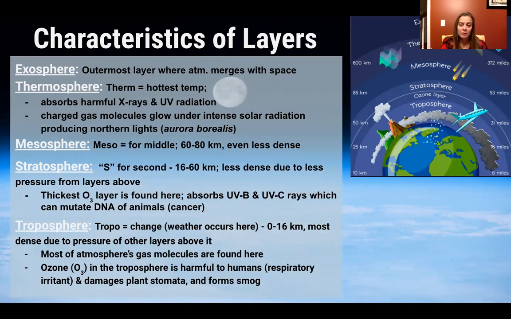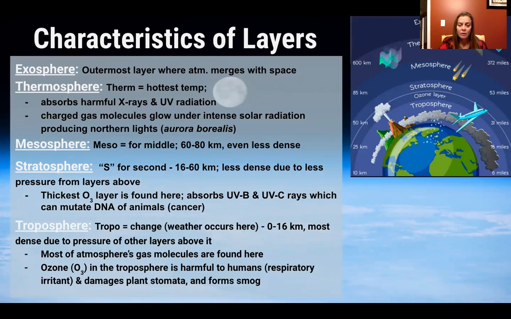Now, moving up from the troposphere, we enter the stratosphere. You can remember S for second. It's between 16 and 60 kilometers from the surface of the Earth. It is less dense than the troposphere because there are fewer layers, fewer molecules above it. The ozone layer, the thickest area of ozone, is found here.